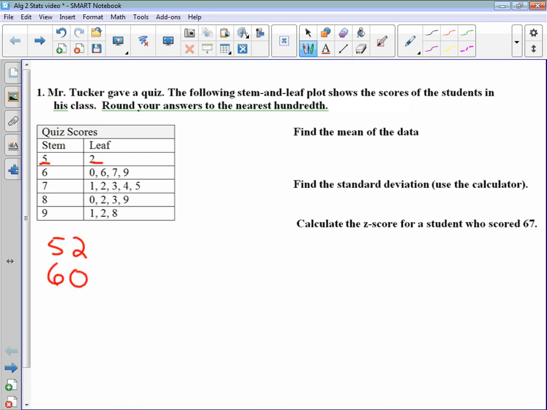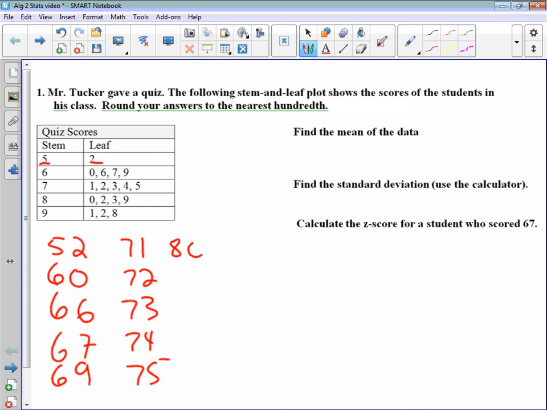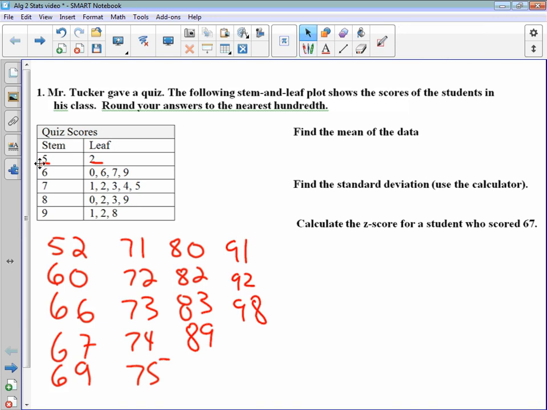And 60 is a data point, 66, 67, 69, 71, 72, 73, 74, 75, 80, 82, 83, 89, 91, 92, and 98. So those are the scores on the quiz. Then it says find the mean of the data.